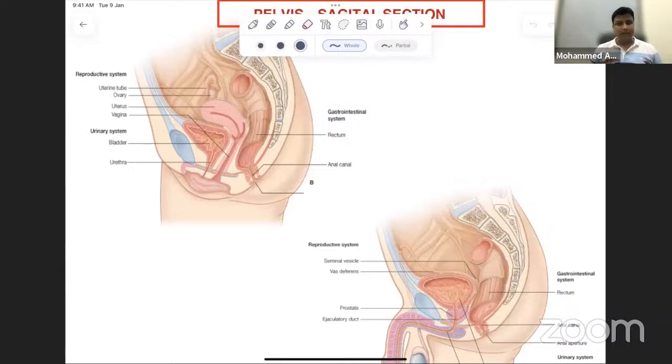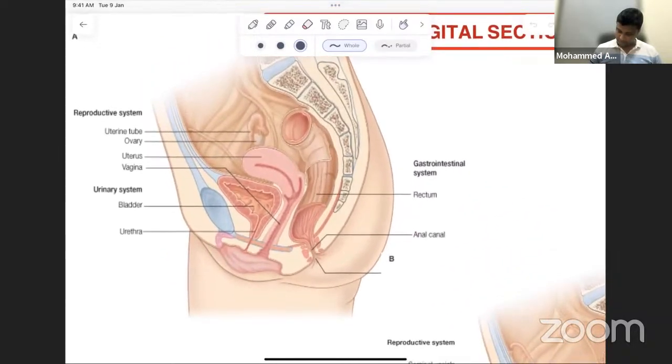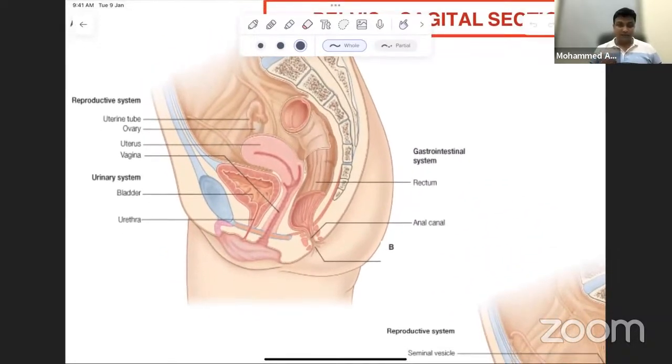Now, the male pelvis and the female pelvis. Let us first take up the female pelvis over here. Now, what I have observed here.